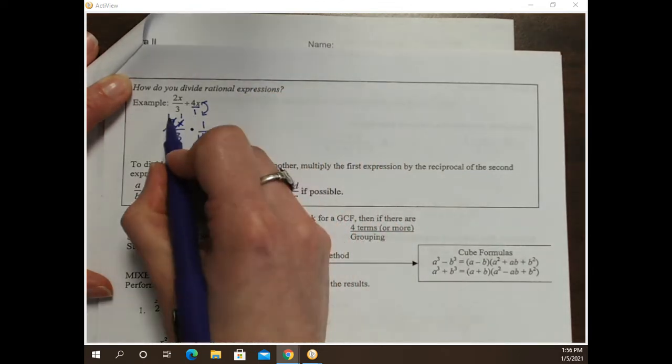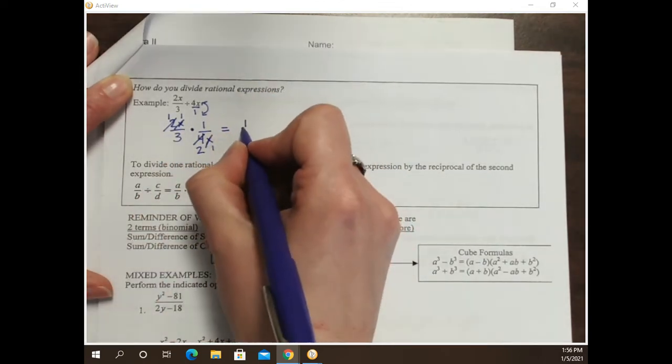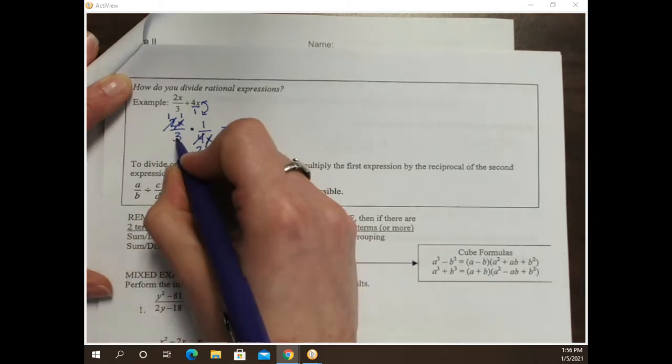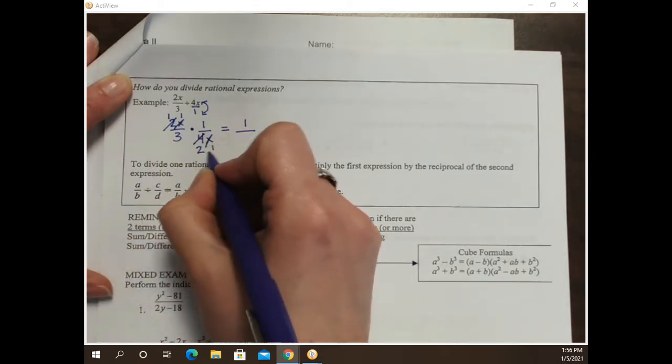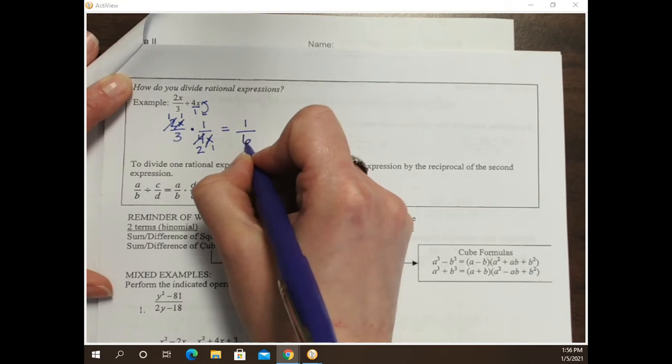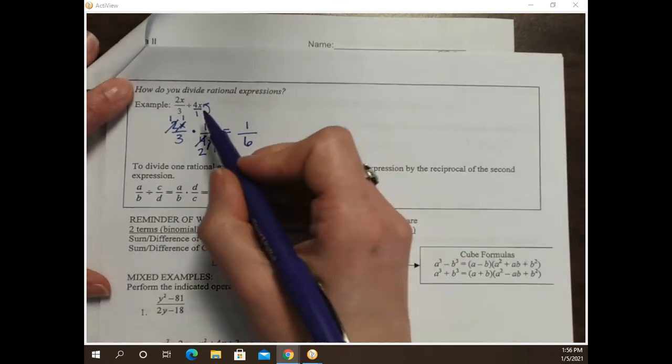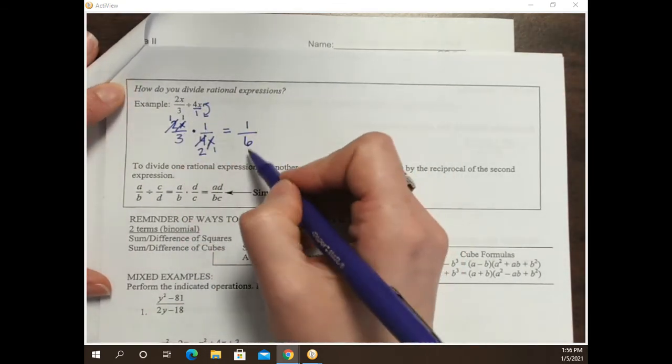On top, I've got 1 times 1 times 1, which is just 1. And on bottom, I have 3 times 2 times 1. That would be 6. So my simplified answer here would be 1 over 6.